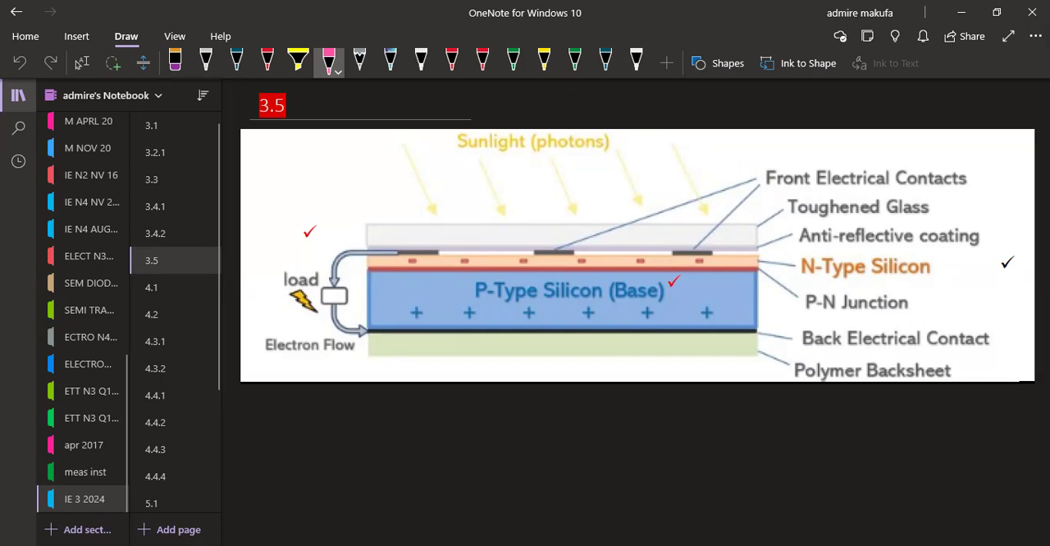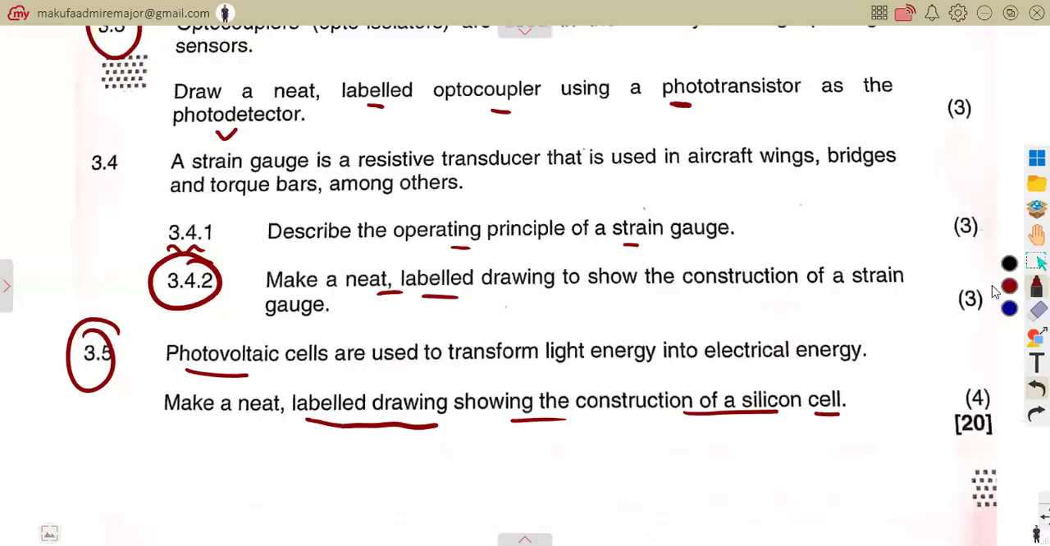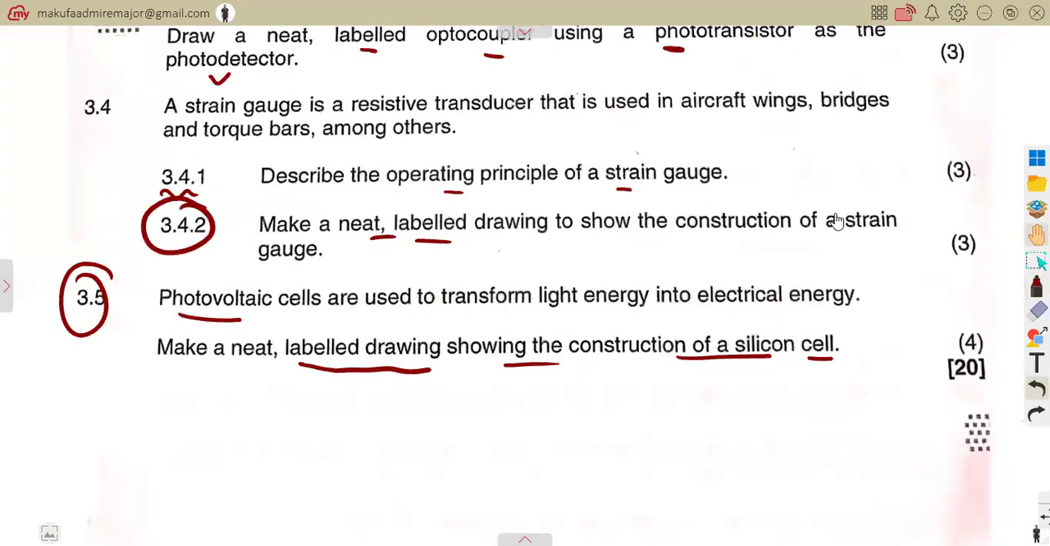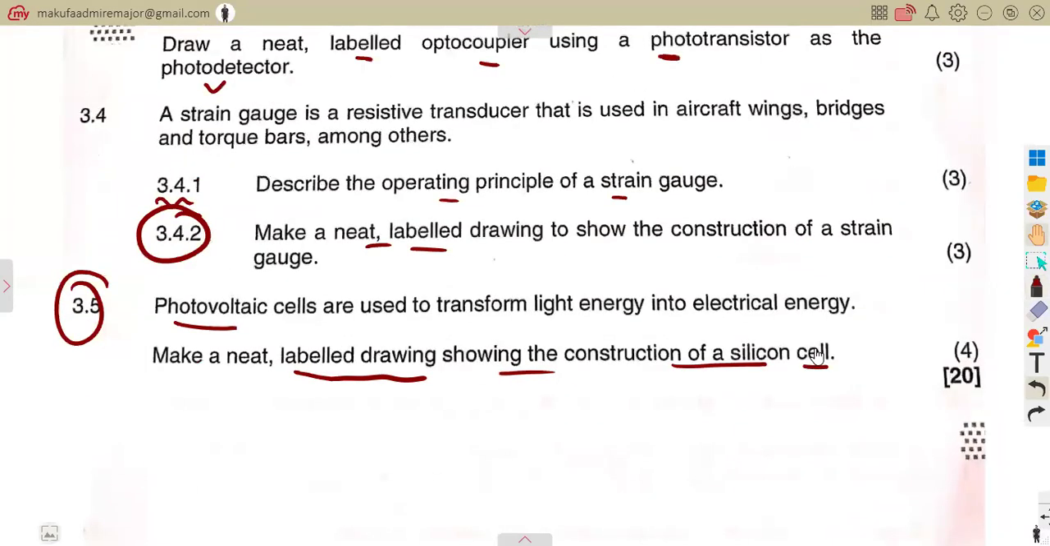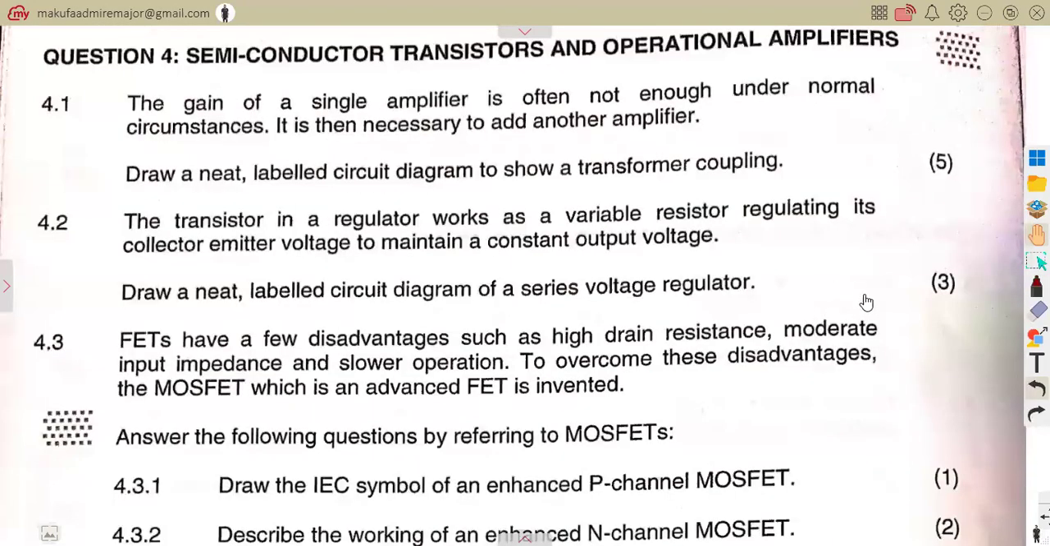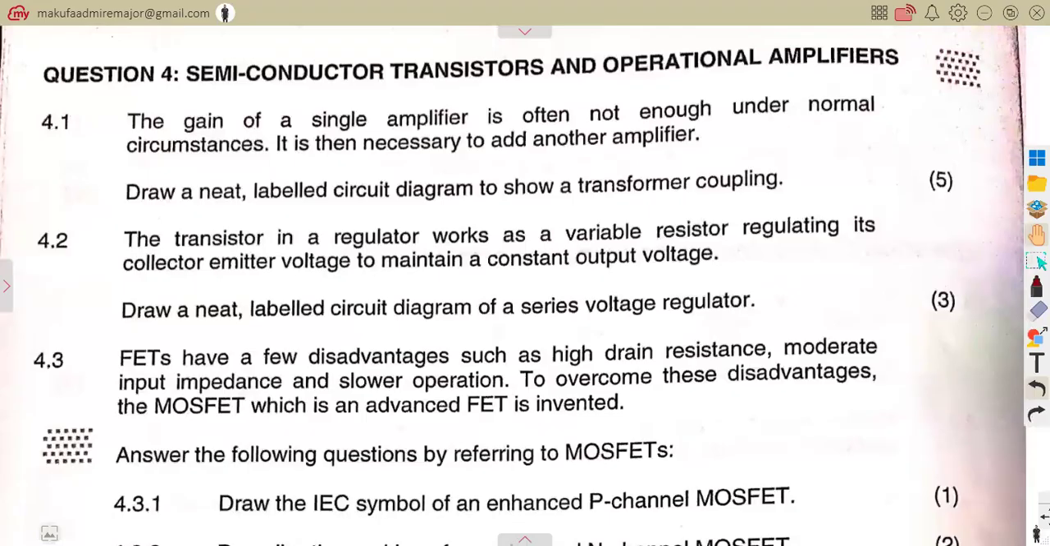We're going to have the back electrical contact, also the PN junction, the N-type silicon. That is the major part that they want you to indicate there. So do not worry about much. Just know the major components that you are given, or that you have. Those are the ones that you're supposed to work with.